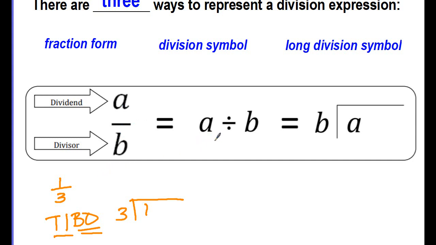The second way is what we're used to, using the division symbol, A divided by B, where A is your dividend, the number that goes inside the house, and B is your divisor, it goes outside the house. A is the number that is being split up or that is being shared. And B is telling you either the size that each person gets, the size of each group, or the number of groups. And then the third way is to use the long division symbol as actually setting up the division problem to do the division work.